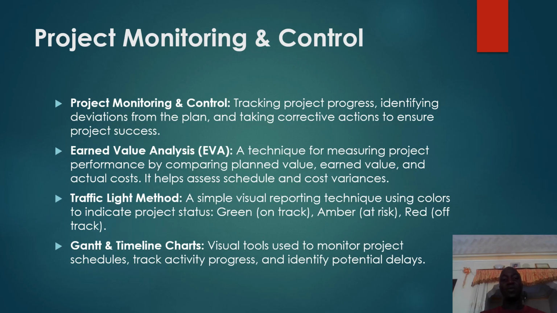Then we have project monitoring and control, which is also very crucial because it involves tracking of the project process. Then we have earned value analysis, the traffic light method, and Gantt and timeline charts. The traffic light method is a simple visual reporting technique where project managers or people involved in the project usually use colors. For example, green represents that the project is on track, amber shows that the project is at risk, and red shows that the project is totally off track.